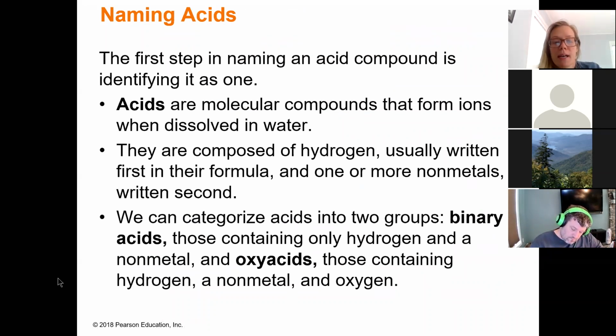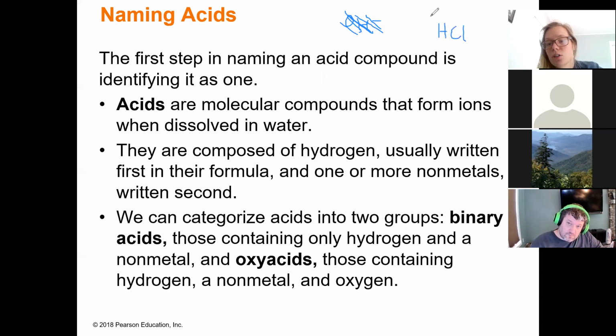So the polyatomic ion OH minus is not an acid. We don't classify that as an acid. The H isn't written in the front. Something like HCl is a great example of an acid: hydrogen written first with some sort of nonmetal.